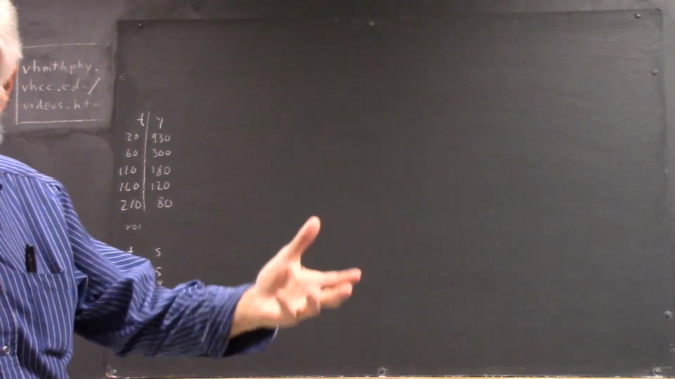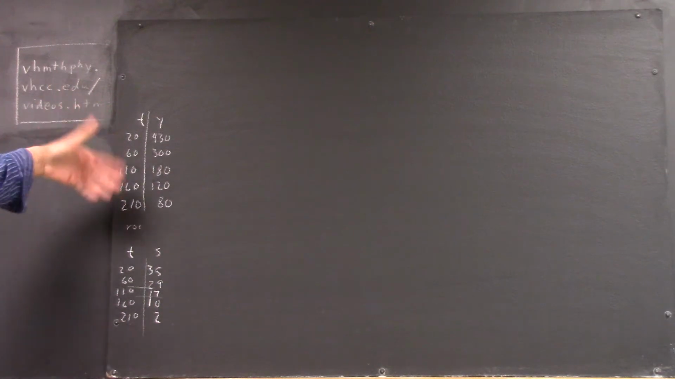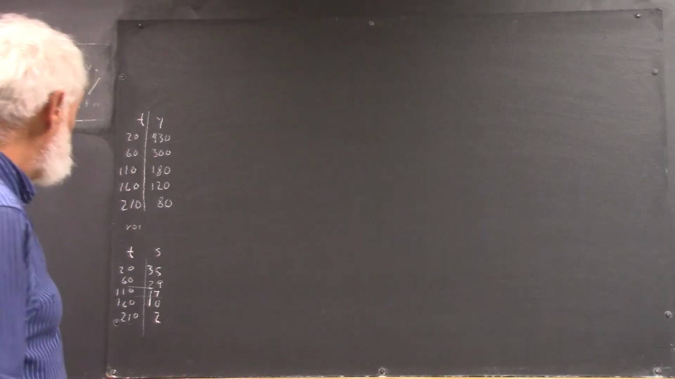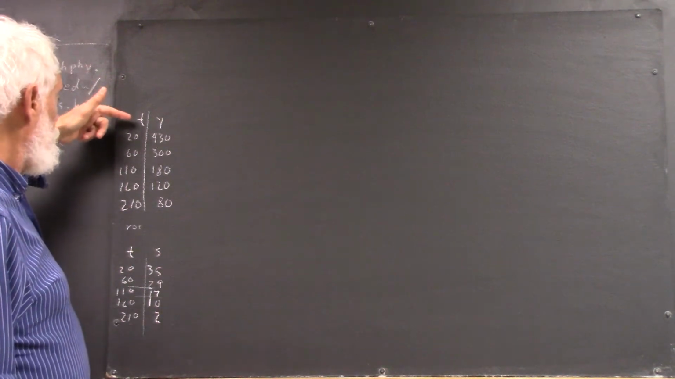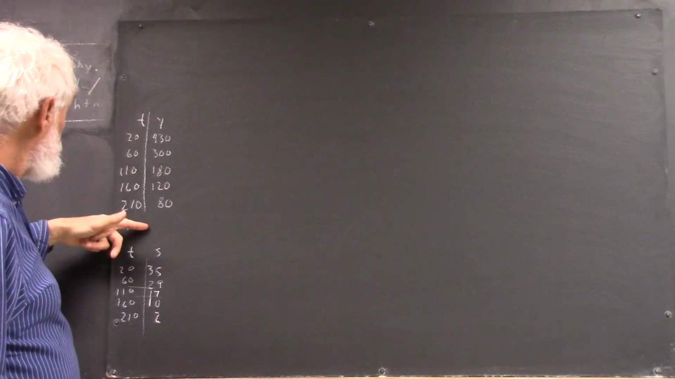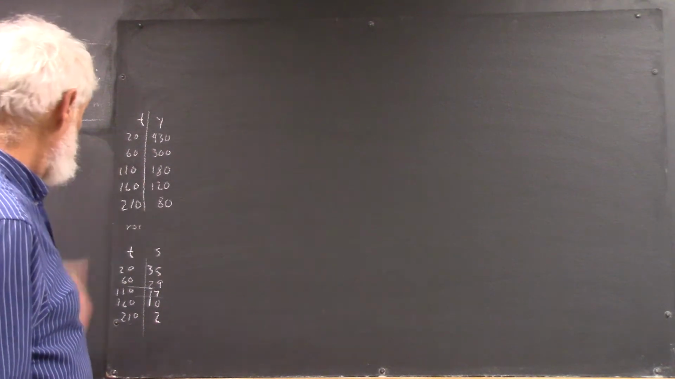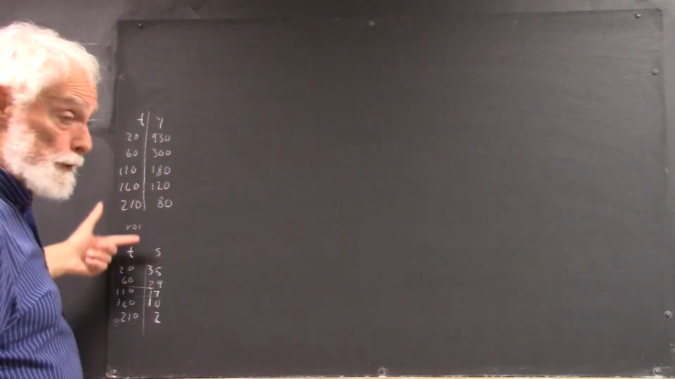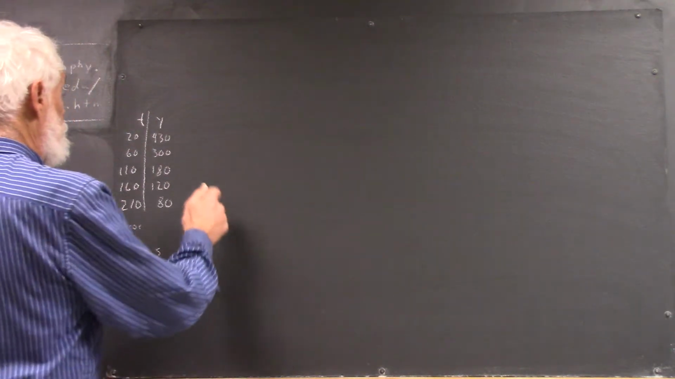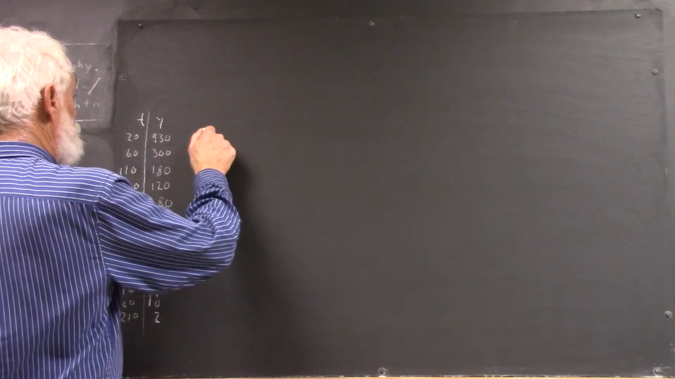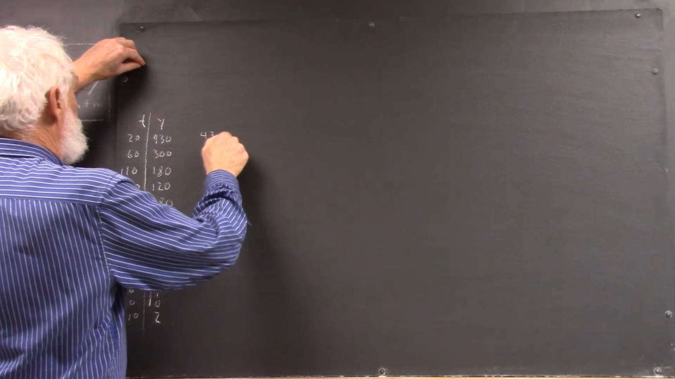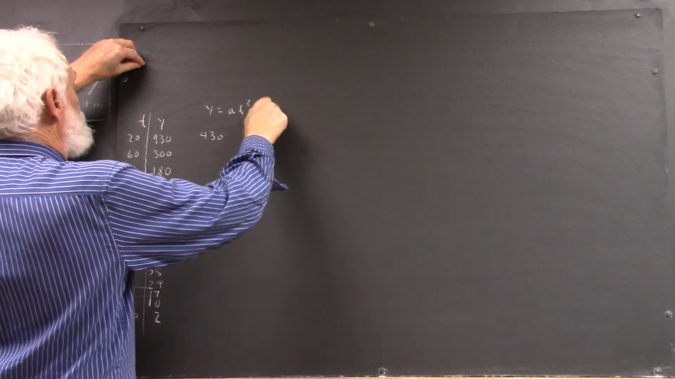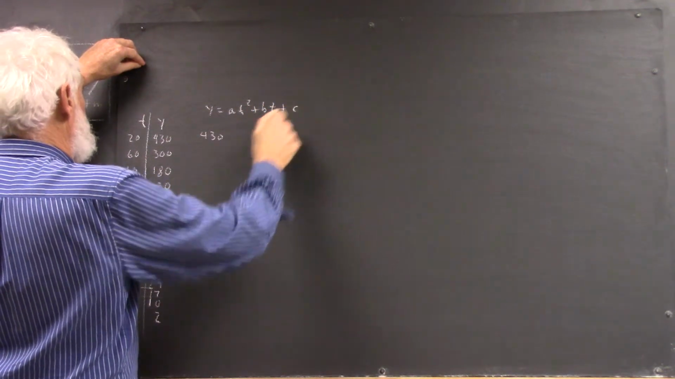On your final, you'll have a series of problems, and here's basically what you need to do. If you have depth versus time, you can write an equation for each line of your data set. So our equations would be... Of course, what we're doing is y equals at squared plus bt plus c.